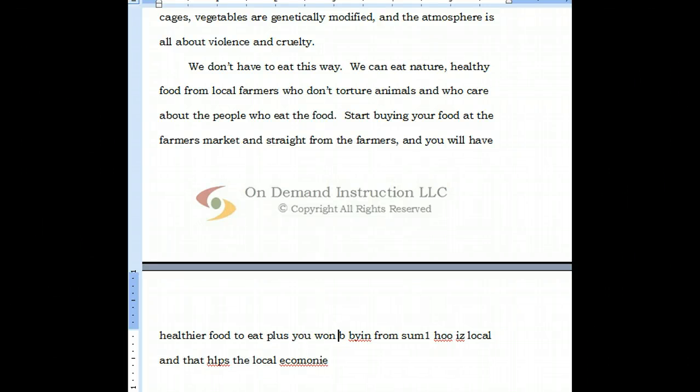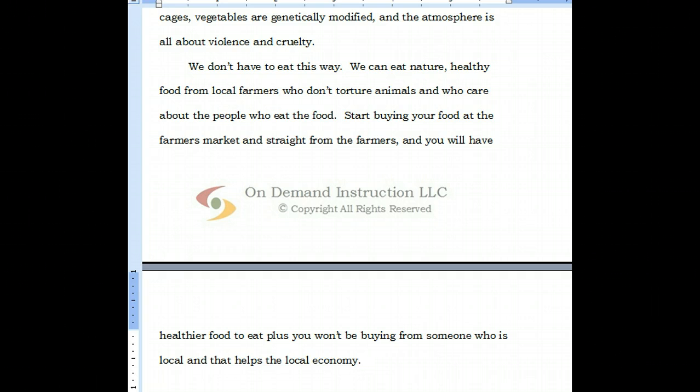you won't be buying from someone who, that should be who is local, and that helps the local economy. Oh, it sure does. So let's spell it right. There we go. And we'll end off with a period.